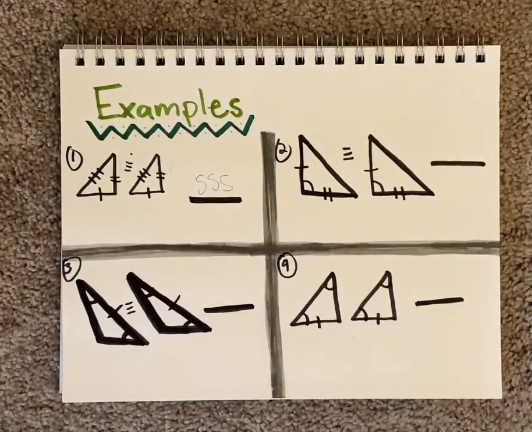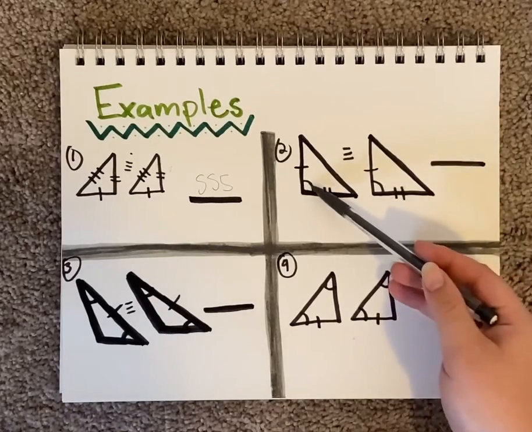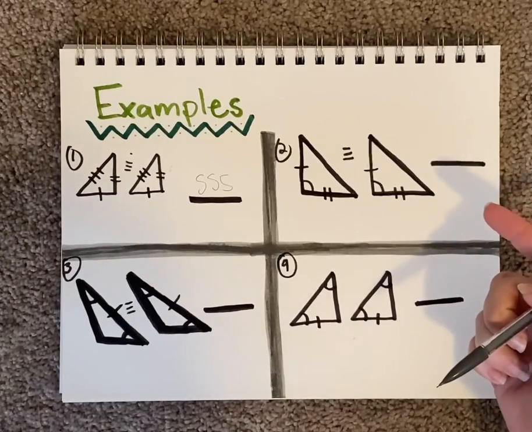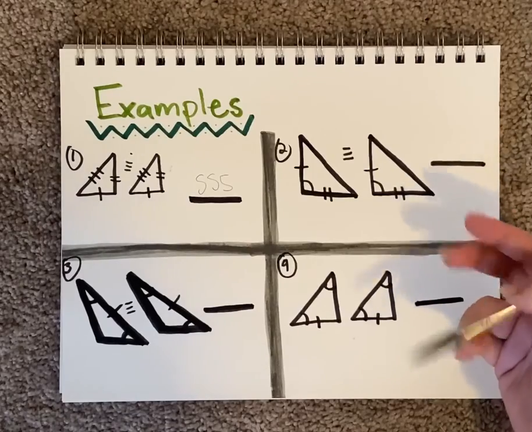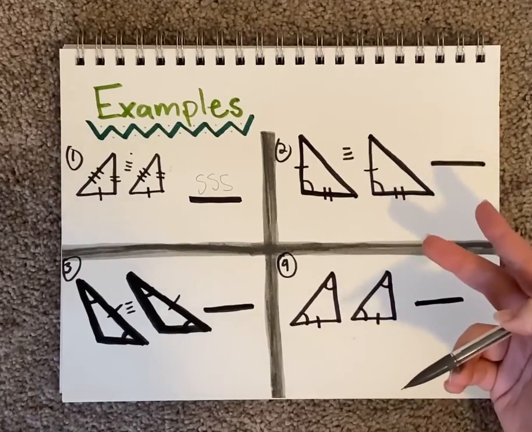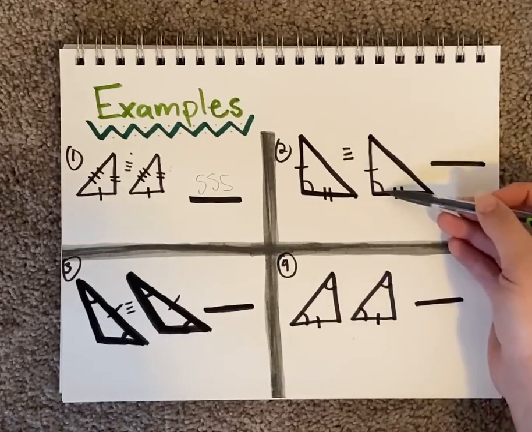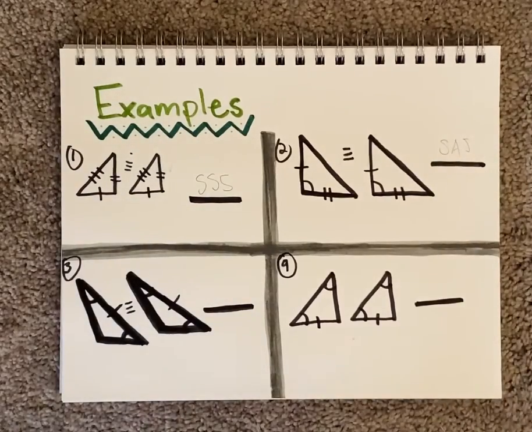So for number 2, we could see from these signs that we have 1 equal side, 2 equal sides, and we have an equal angle. Now to pick out which rule proves this congruency, we have to remember that we have side, angle, side, and then we have angle, side, angle. Now, this has 2 sides, so obviously it's not going to be angle, side, angle. It's going to be side, angle, side, and it has an included angle, which means it would be the SAS rule, or side, angle, side.